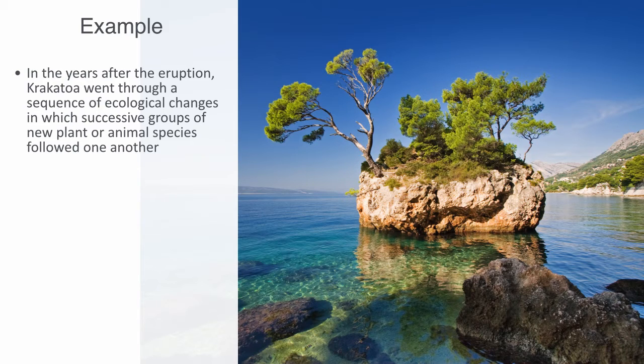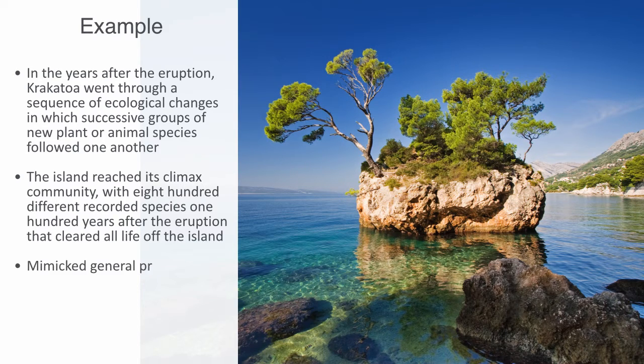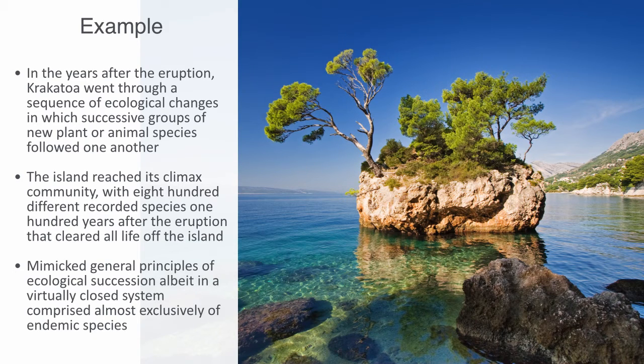In the case of Krakatoa, the island reached its climax community with 800 different recorded species in 1983, 100 years after the eruption that cleared all life off the island. Evidence confirms that this number has been homeostatic for some time, with the introduction of new species rapidly leading to the elimination of old ones. The evidence of Krakatoa and other disturbed island ecosystems have mimicked general principles of ecological succession, albeit in a virtually closed system comprised almost exclusively of endemic species.